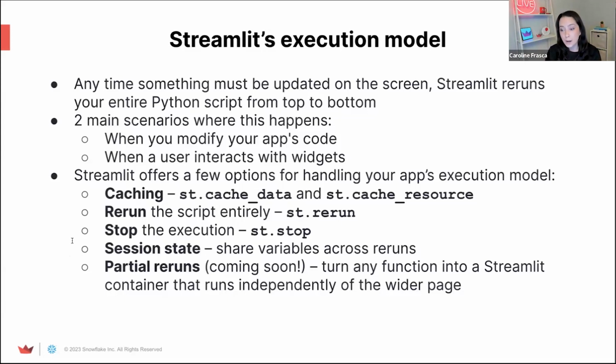And coming soon, actually, we have a really exciting feature that has also been a long-time feature request in our community, called partial reruns. This feature will allow you to turn any function into a Streamlit container that runs independently of the wider page, the wider Streamlit app. So in the future, we would implement this demo using partial reruns, but for now, we're using a workaround that I want to explain a little bit further.